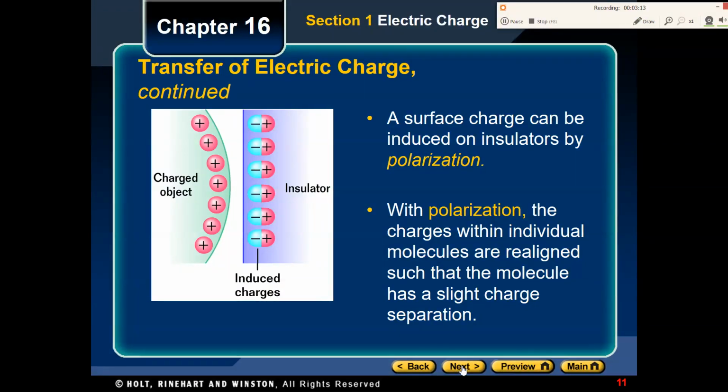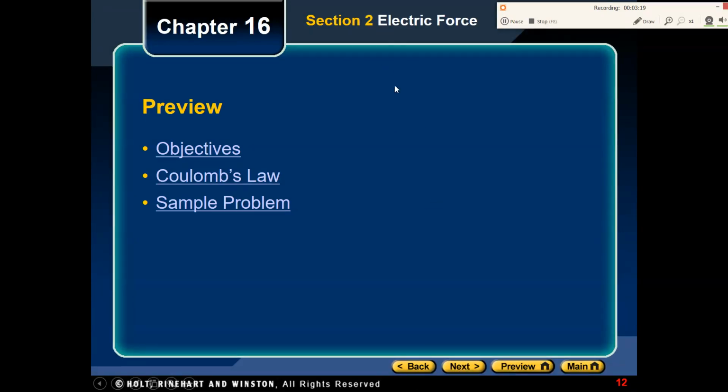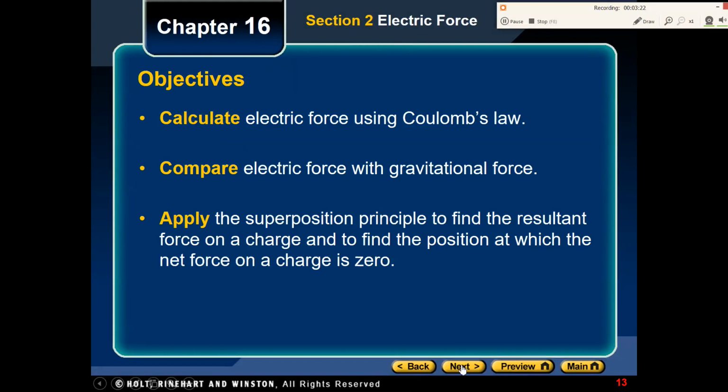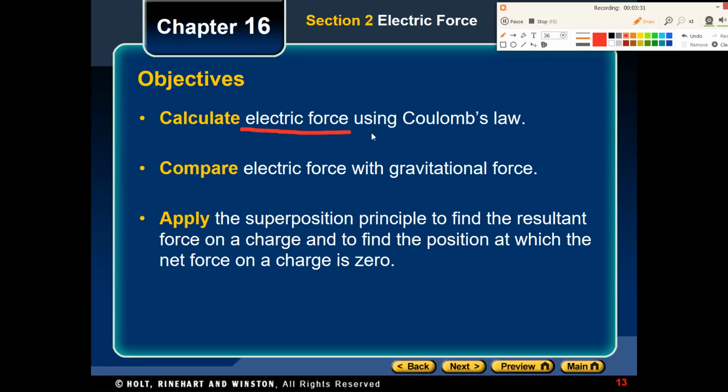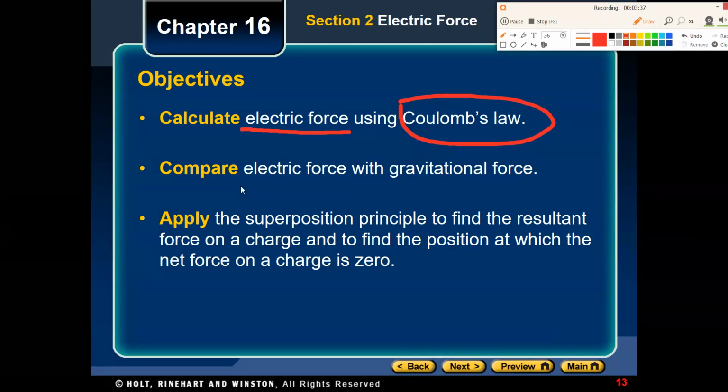Right, this is all about section 1, which we talked about last week. We move on to section 2, electric force. In section 2, we'll talk about how to figure out the magnitude of electric force mathematically, using Coulomb's law. We'll also look at the difference between the electric force and the gravitational force, and another principle called the superposition principle: if you have multiple charges, how to figure out the overall electric force on a specific charge.